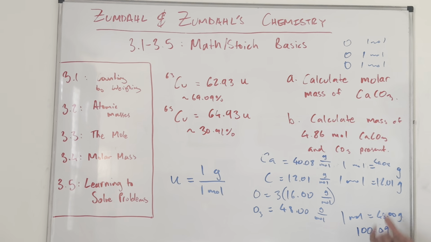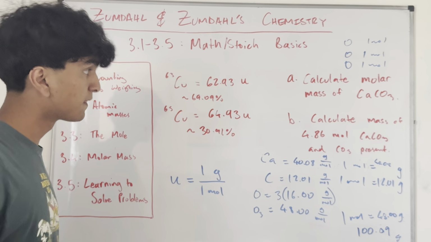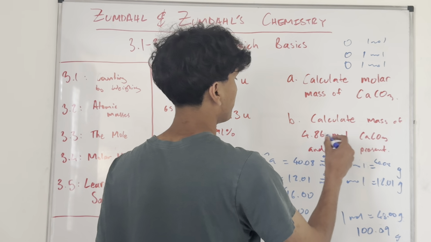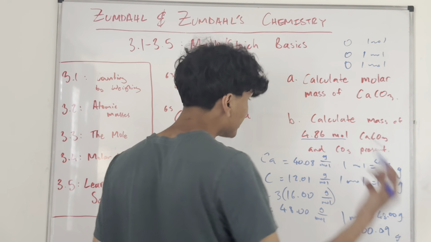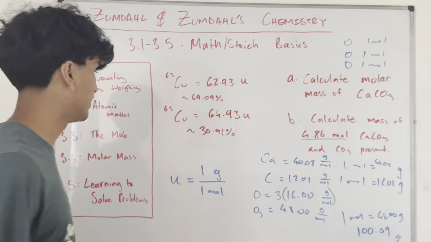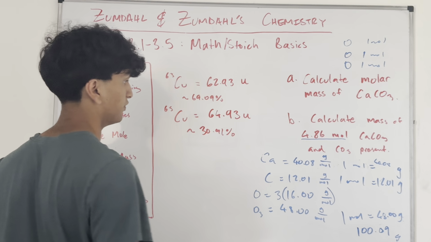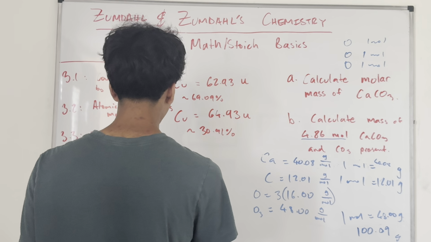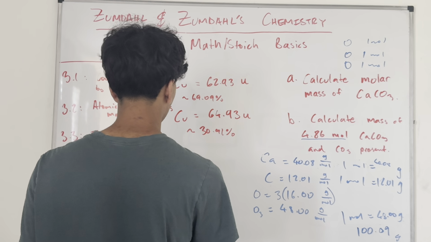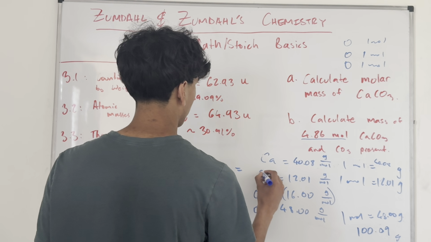So 1 mole of CaCO3 has 100.09 grams. That's an awesome thing to know. I'm going to show you why it's an awesome thing to know. Because, hey, let's say we have to calculate the mass of 4.86 moles of CaCO3. Oh, well, hey, look at this. I'm going to do some work with ratios. I have 4.86 moles. Okay? My end goal is I want something in grams.